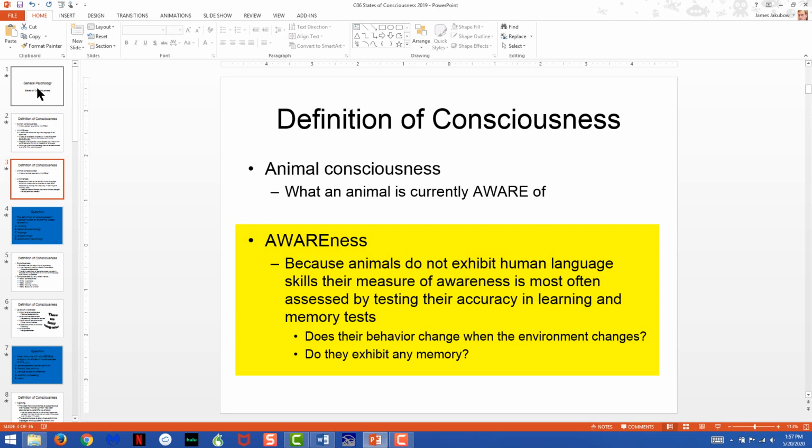So for example, let's say you have a dog. You adopt a dog and you say, well, I want to have a nice obedient dog.